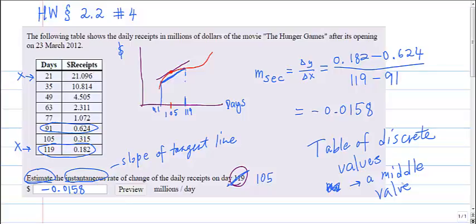If it's asking you to find the instantaneous rate of change in a different format, like if it gives you the function, if it gives you f of x, then you're going to do something different. Okay, so again, this is only for a table of discrete values. So if you have any questions, feel free to email me. Okay, I hope that helps.